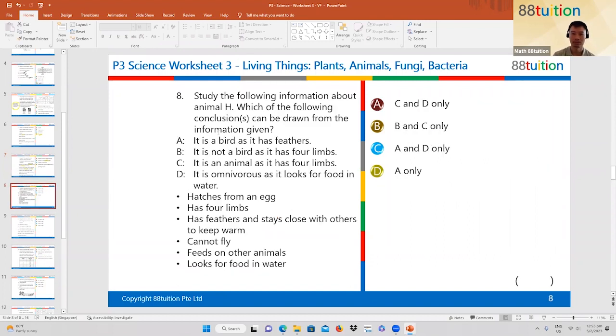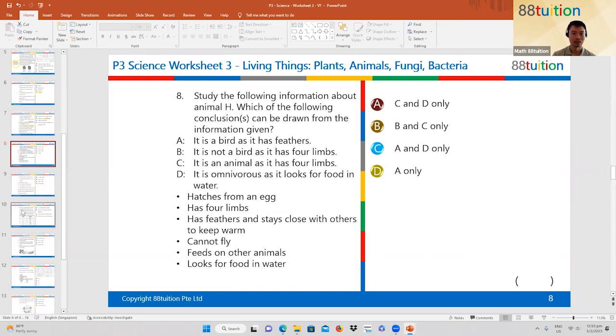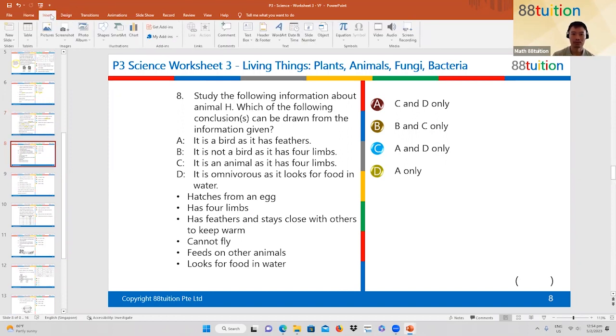Next question. Try. Okay, study the following information about animal H. What conclusion can you draw? Okay, the information is here, Haris. These are the information, all right, Haris? The information are these bulleted points, all these points here. So which statement A, B, C, D can be conclusions? That's what they are trying to say.